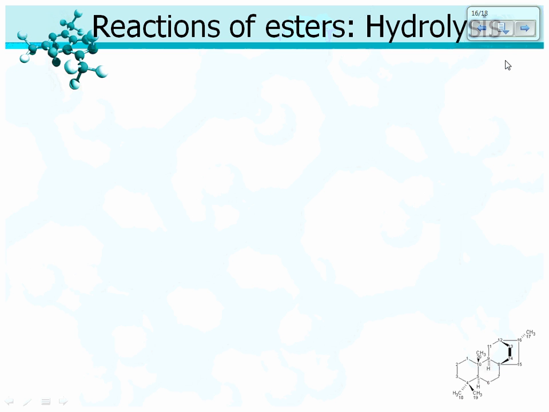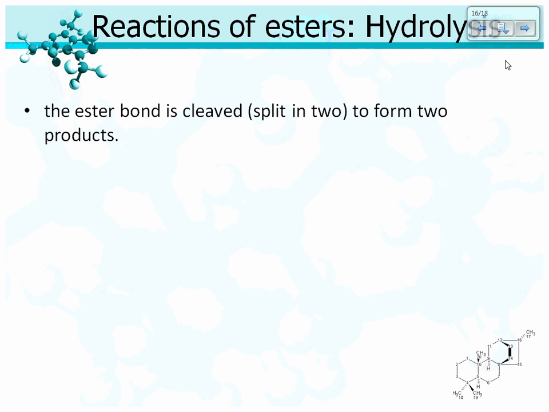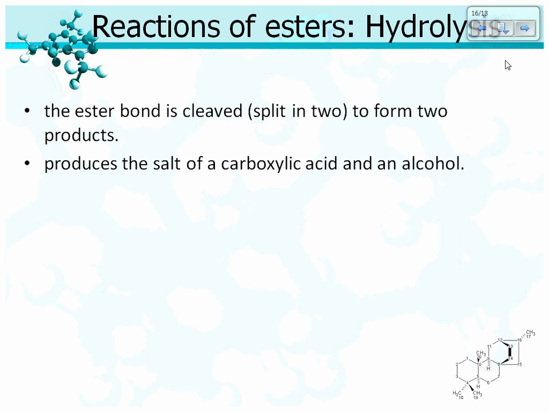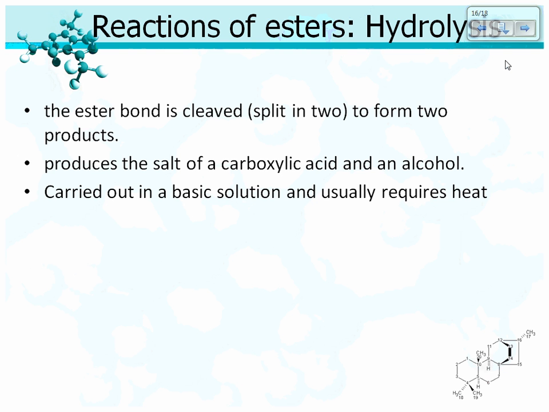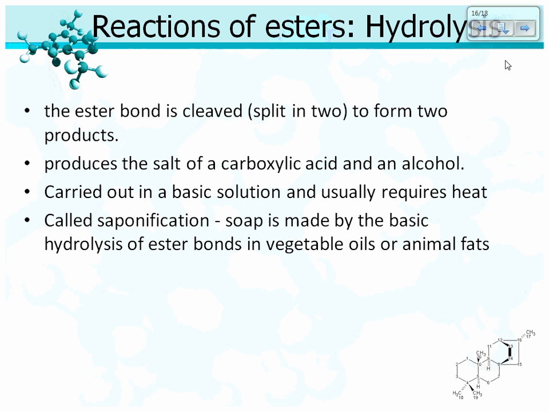All right, reactions of esters, hydrolysis. This is the opposite of your esterification reaction. Your ester bond ends up being split into 2 to form 2 different products. It produces the salt of a carboxylic acid and an alcohol, and it's carried out in basic solution and usually requires heat. So the esterification reaction needed an acidic solution. The reverse needs a basic solution. It's also called saponification. This is how soap is made.